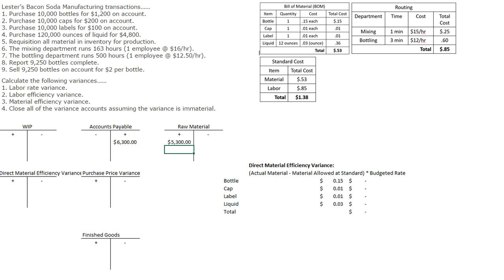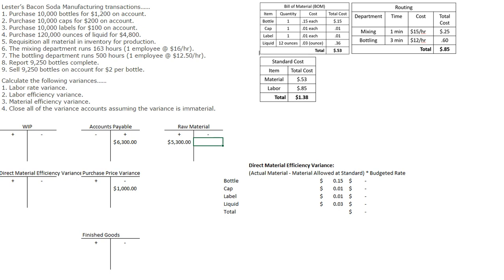Standard cost goes into raw material, but we have this problem where the accounting transactions don't match. So we're off by $1,000, and we said that's a purchase price variance at that point. We paid too much for the material when you compare it to standard. Okay, and then the next thing was we requisition all of the raw material. So all this raw material.